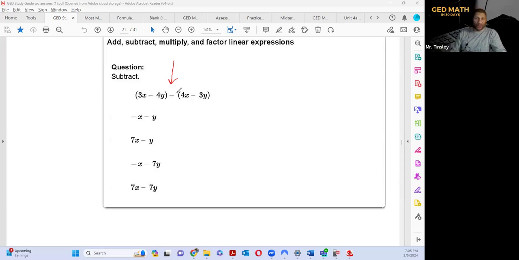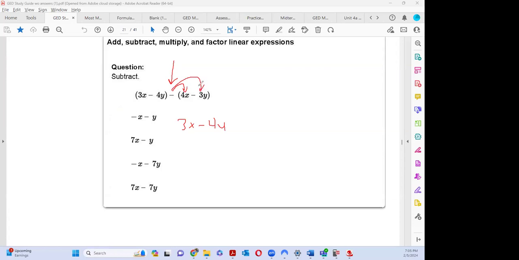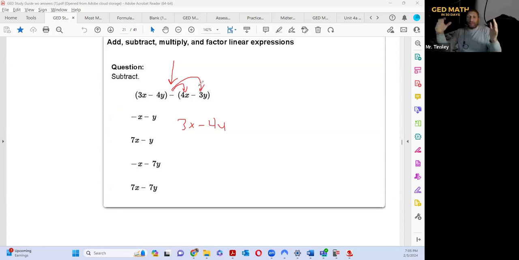So when that negative is on the outside of that parentheses, this turns to 3x minus 4y. This negative changes the sign of everything inside. Gotta know that. You don't have to multiply. A minus on the outside of parentheses changes the sign of everything inside. If it's a minus 2, it still changes the sign. Just multiply by 2. So this is minus 4x plus 3y.